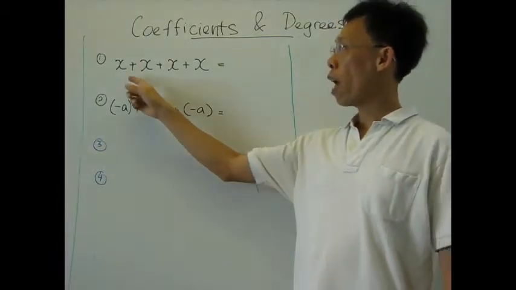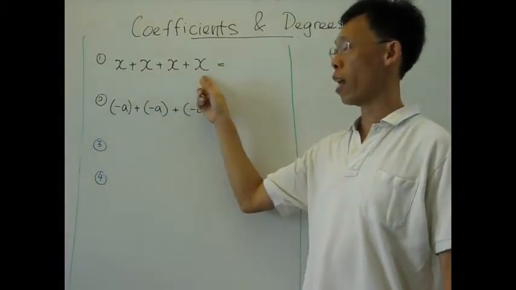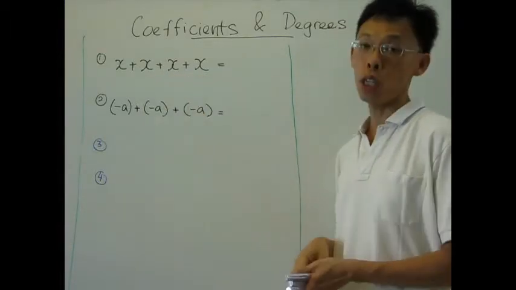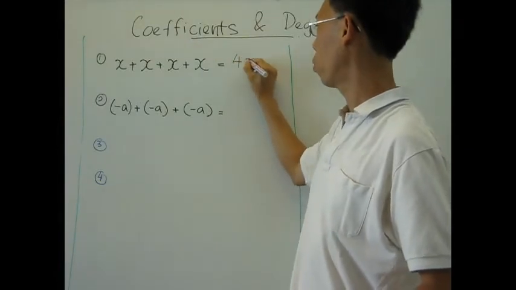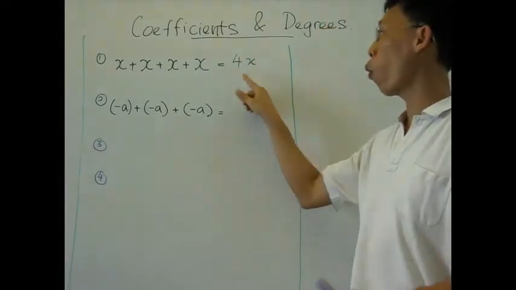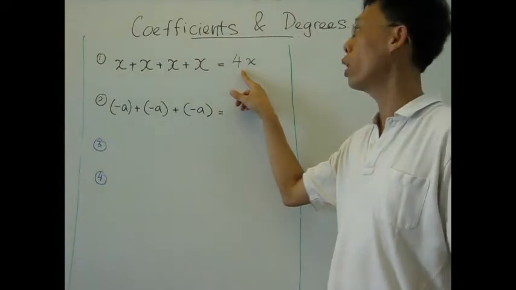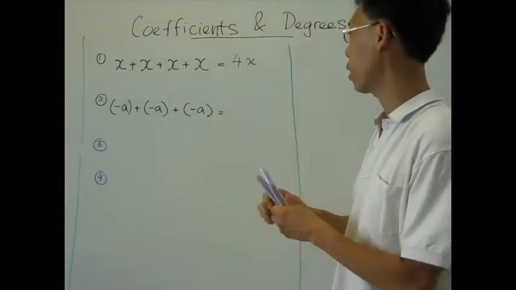Now, if you have x plus x plus x plus x, four of them, usually we write it as 4 of x. And this 4 here, that is what we call the coefficient. So that's the coefficient here.